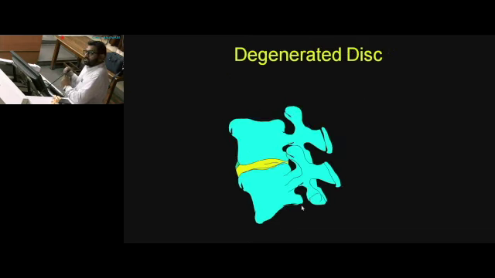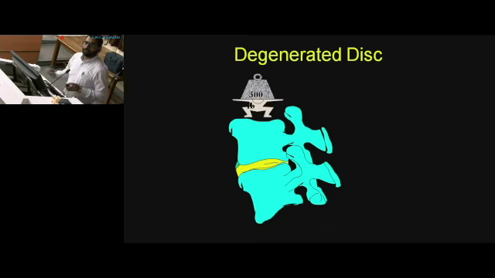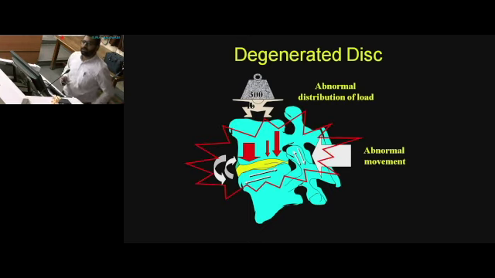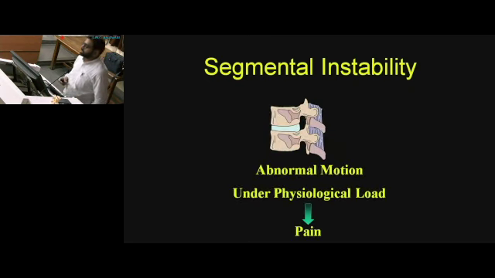But if, say, the disc is degenerated, now you see the disc height at this level in this image and in the previous image, the disc height has decreased and it is disproportionate. So now if this same load is put on this spine, it will lead to disproportionate spread of the load, and this will lead to abnormal movement at the facet joints even at the time of normal physiological movements, and this will lead to back pain. And this leads to segmental instability, because even if the patient is subjected to physiological loads, it will lead to abnormal movements in the spine.